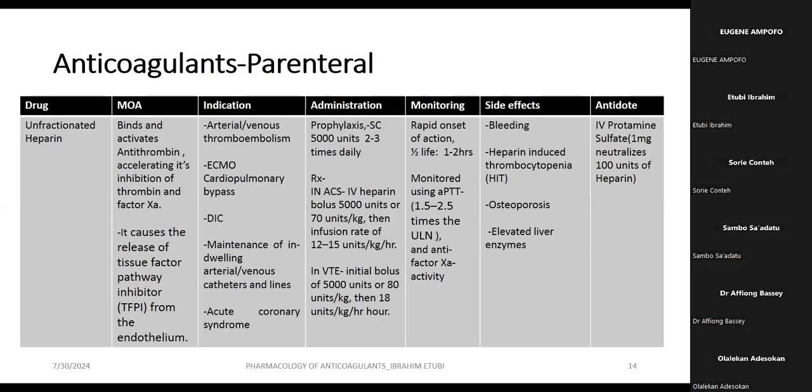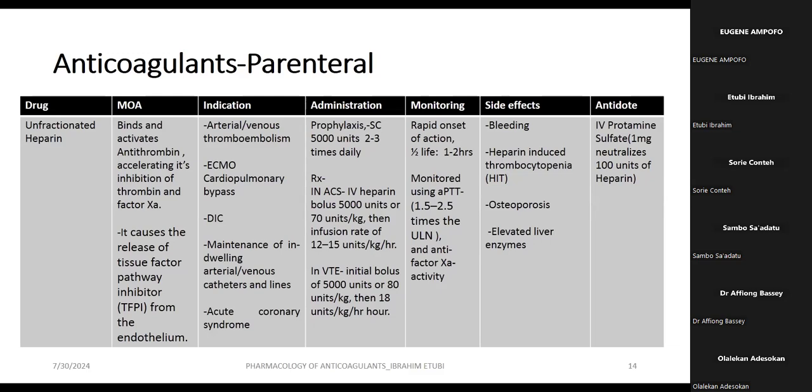It has a rapid onset of action, and the half-life is about 1 to 2 hours. And then you can monitor it by using the activated partial thromboplastin time, the APTT. And then also you can use the anti-factor 10A activity to check or monitor this. What are the side effects with use of unfractionated heparin? Generally bleeding, and then it can cause heparin-induced thrombocytopenia, osteoporosis, and then elevation in liver enzymes, some hepatitis.